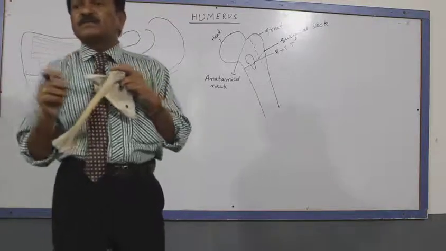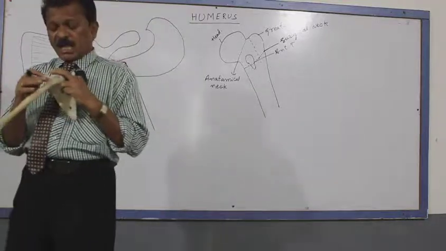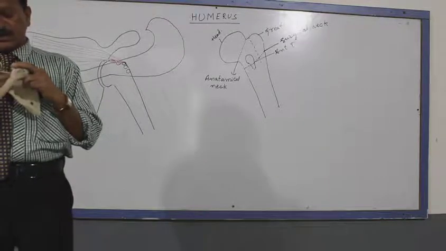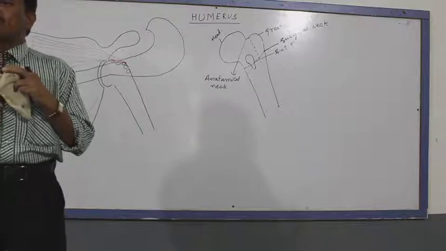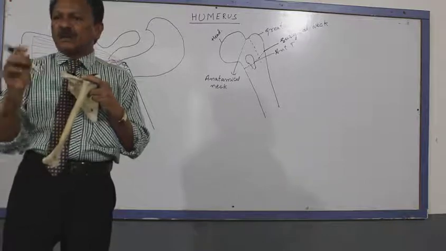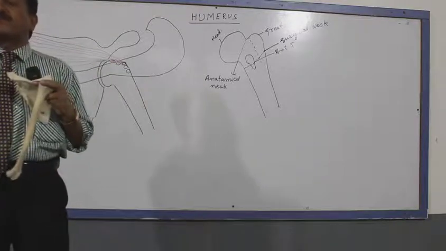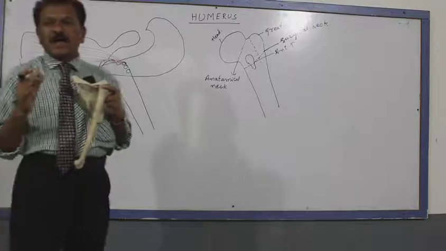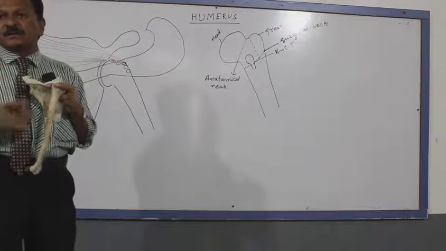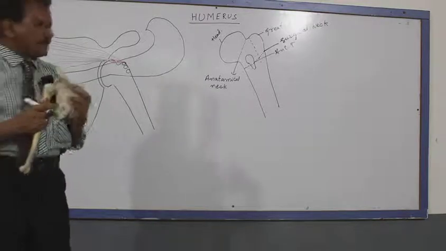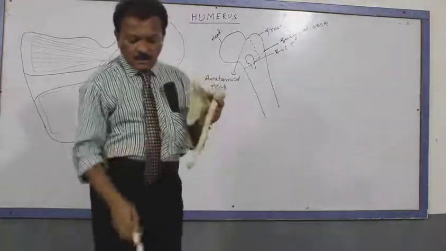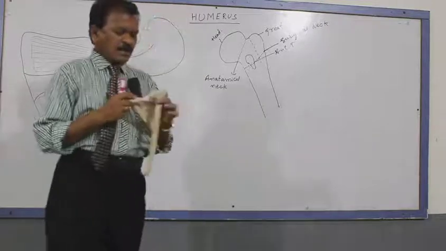If a surgical neck fracture takes place in this region, the axillary nerve passes around this surgical neck, and there is a chance of injuring the axillary nerve, which leads to paralysis of the deltoid muscle and the shoulder joint movements. That is a very important nerve, coming from the posterior cord of the brachial plexus.